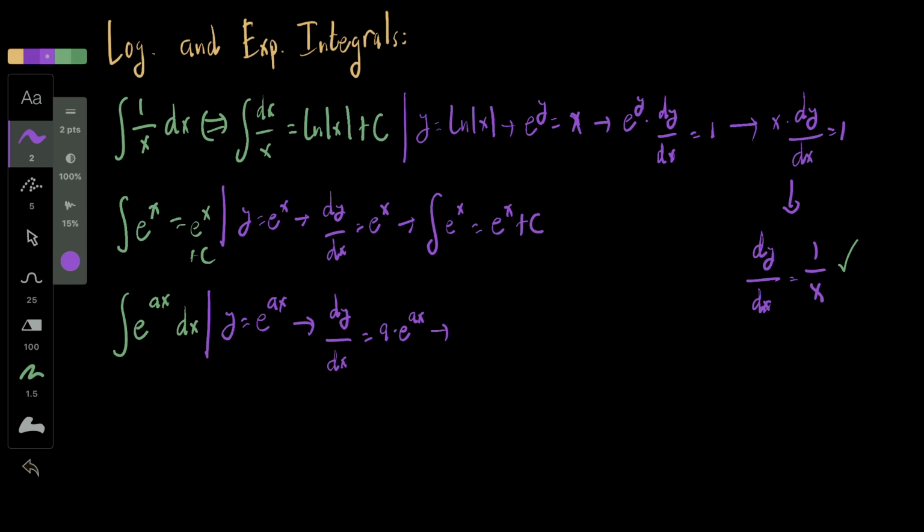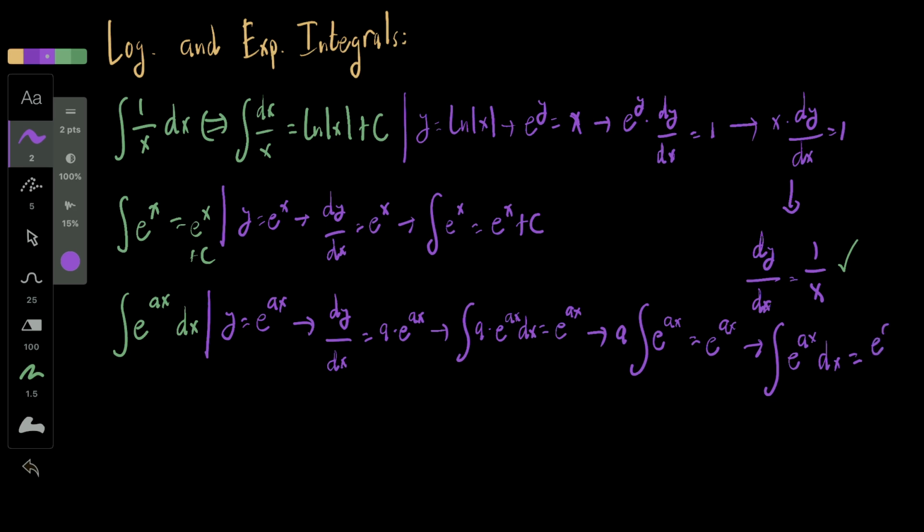So now we know that the integral of a times e to the ax dx is equal to e to the ax. So by our constant rule of integration, we can bring out a, so a times the integral of e to the ax is equal to e to the ax. So we know that the integral of e to the ax dx is equal to e to the ax divided by a, and then of course plus c. So that's how we prove that integral.